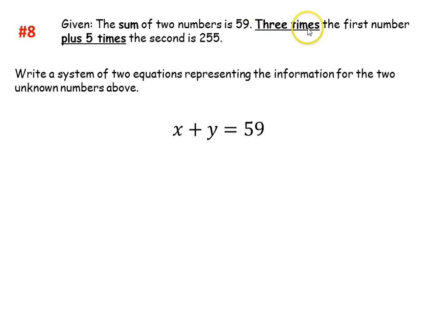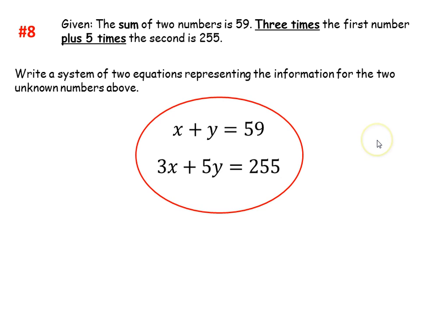We also know that 3 times the first number plus 5 times the second number is 255. So here's our first number, and if I multiply that by 3 and add it to 5 times the second number, I'm going to get 255. So that other equation will look like this: 3x plus 5y equals 255. And this right here is a system of equations that's representing the situation.